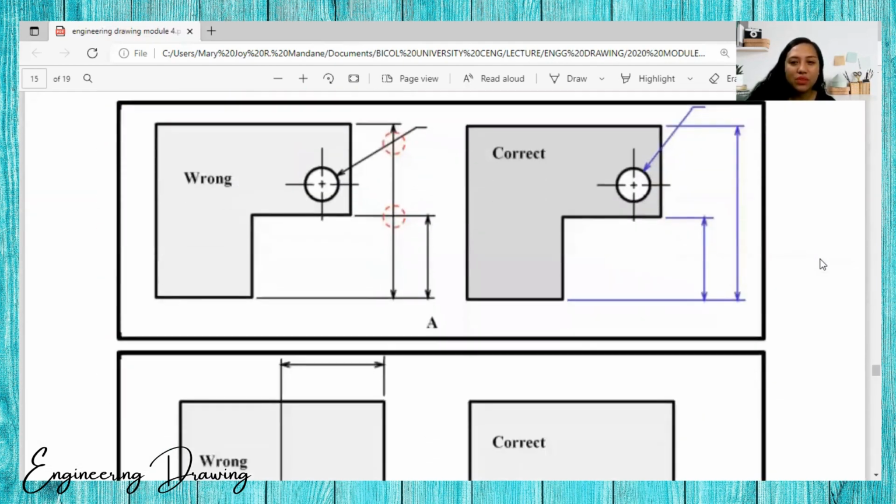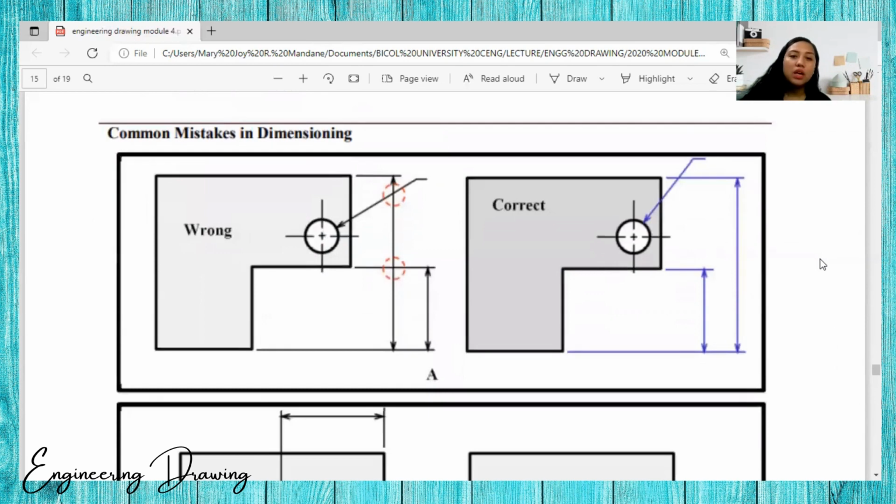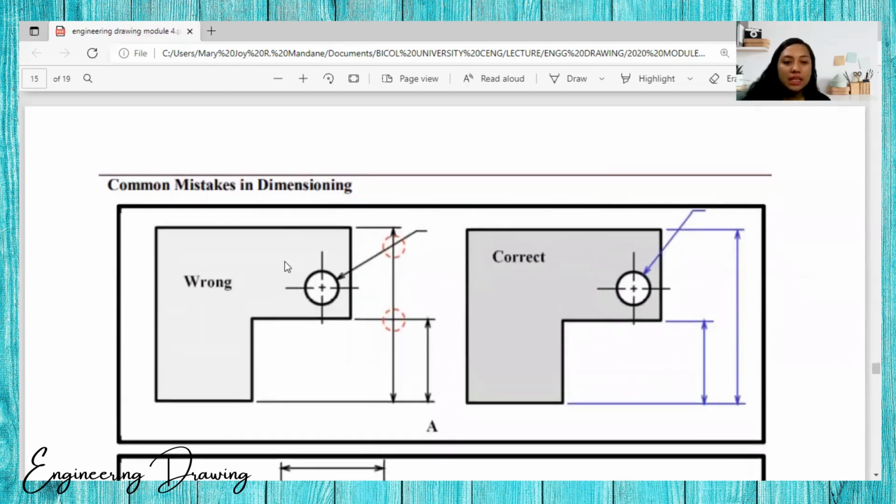Okay, so let us know and understand the common mistakes of dimensioning. So as you can see, here's the wrong way of dimensioning. Nagkaroon tayo ng mga intersection. So nagkakaroon ng overlapping. Okay, so this is the wrong way. The correct way is this. Ito, dito mo ilalagay yung leader. Andito mo ilalagay yung mga dimension lines mo. Okay? So ito din yung extension lines.